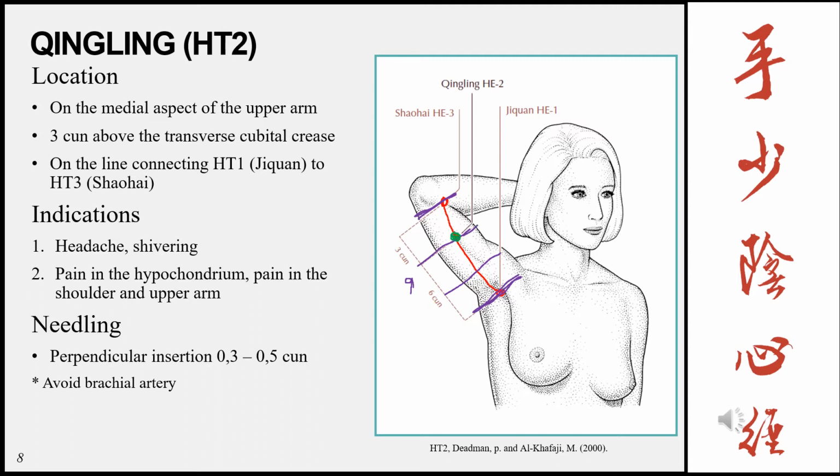This point can be used for headache, shivering, pain in the hypochondrium, and pain in the shoulder and upper arm. Our insertion is perpendicular, 0.3 to 0.5 tsun, and here we need to be careful of the brachial artery.